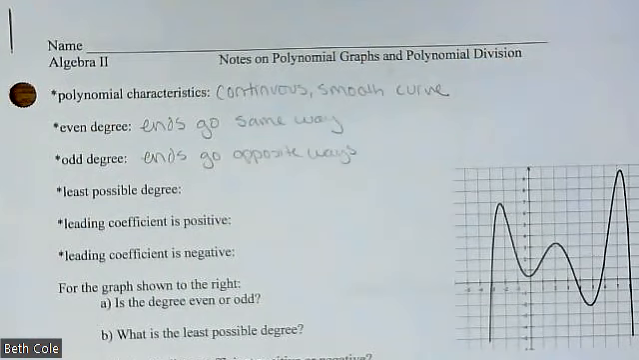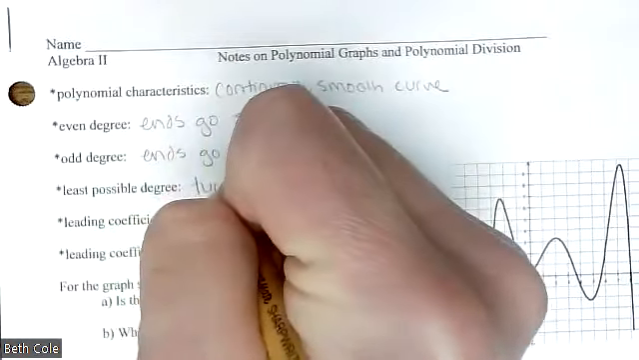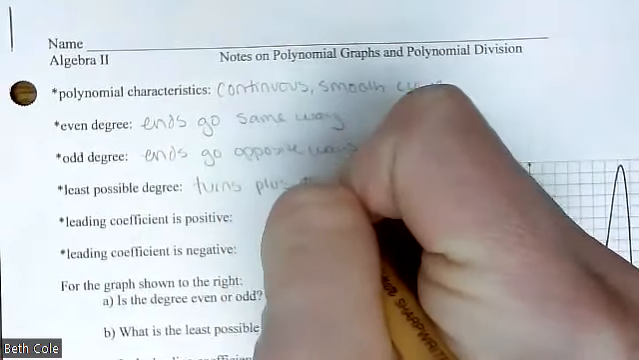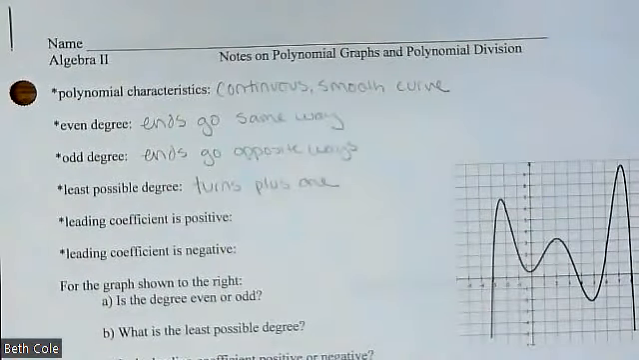Now, oftentimes you get asked for the least possible degree. So it's the number of turns plus 1. So if you count how many times the graph bends or turns and add 1 to that, that's the least possible degree. Now, please listen, because I'll get people that'll answer, is the degree even or odd? And they'll say even. And then for least possible degree, they'll put 5.